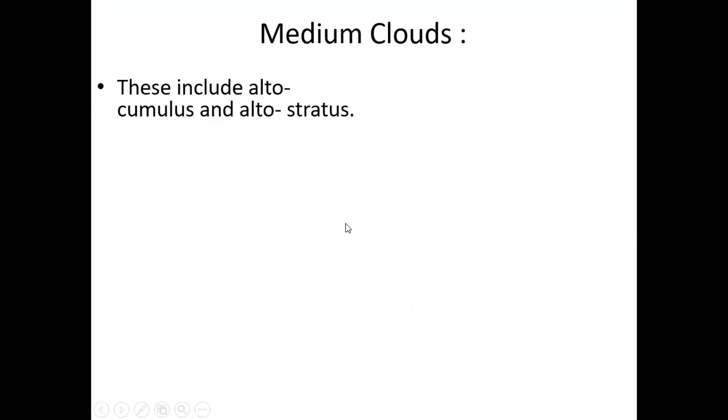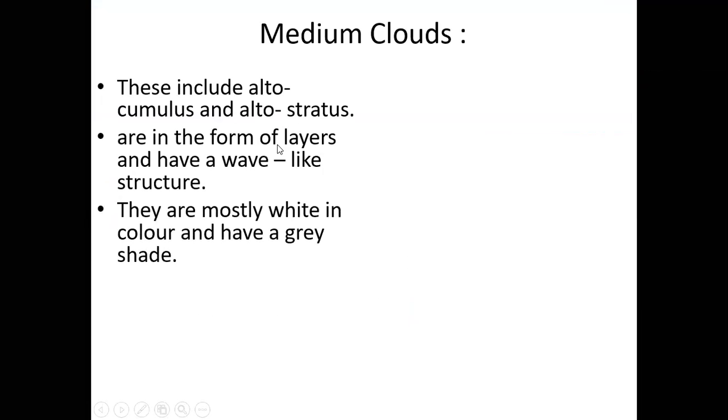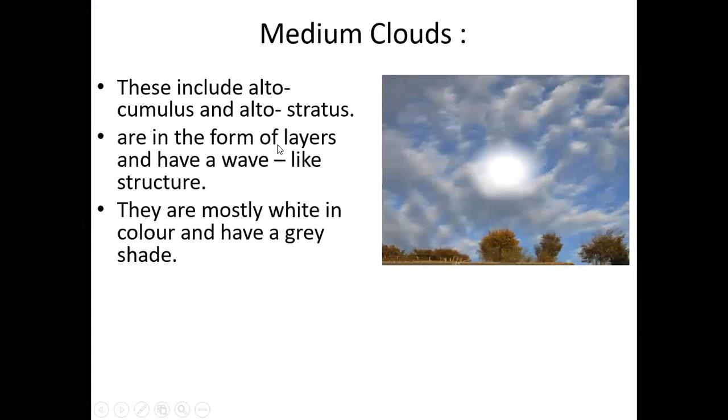Now medium clouds, these include the altocumulus and altostratus. They are in the form of layers and have a wave-like structure. They are mostly white in color and have a gray shade. So this is altocumulus.